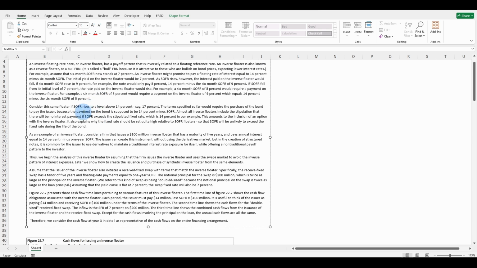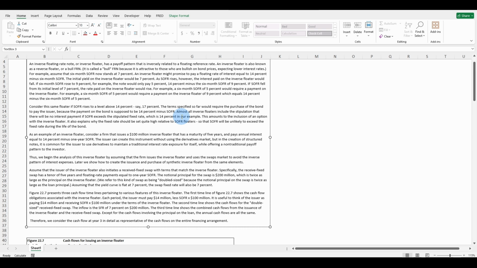Consider this same floater if SOFR rises to a level above 14%, say 17%. The terms specified so far would require the purchaser of the bond to pay the issuer, because the payment on the bond is supposed to be 14% minus SOFR. Almost all inverse floaters include the stipulation that there will be no interest payment if SOFR exceeds the stipulated fixed rate, which is 14% in our example.